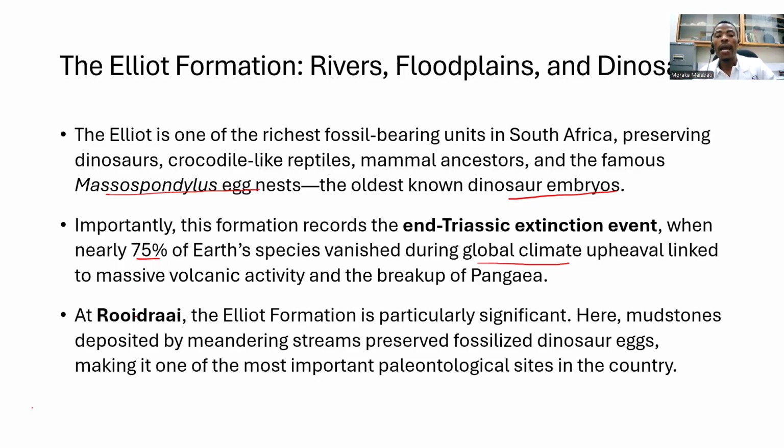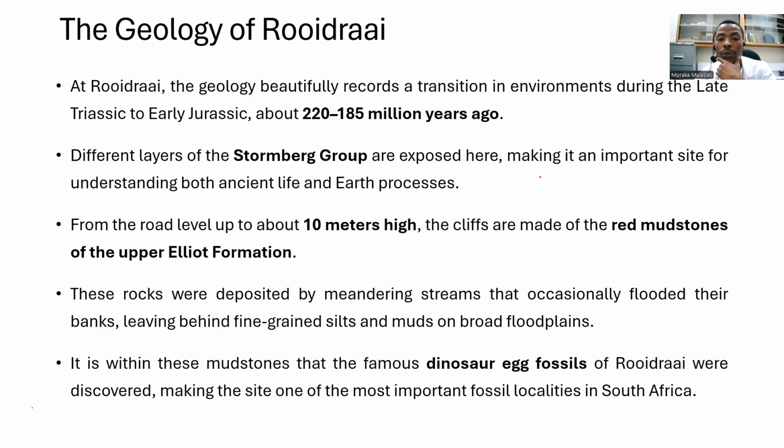At Rooidraai, the Elliott Formation is particularly significant. Here, mudstones deposited by meandering streams preserved fossilized dinosaur eggs. These meandering rivers were sometimes flooded, making it one of the most important paleontological sites in the country. At Rooidraai, the geology beautifully records a transition in environment during the late Triassic to early Jurassic.